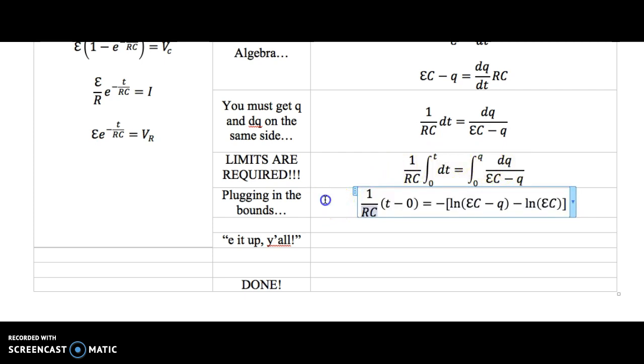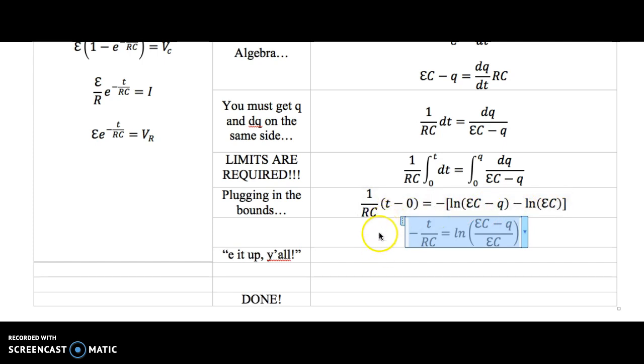I couldn't figure out how to get Microsoft Equation Editor to do the bounds thingy, so I've integrated and plugged in the bounds in one fell swoop here. Then we do that neat little log rule where subtraction becomes division. The goal was to get charge as a function of time, so now we have to do the algebra to solve for Q.